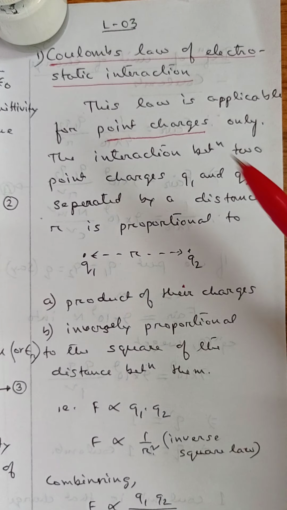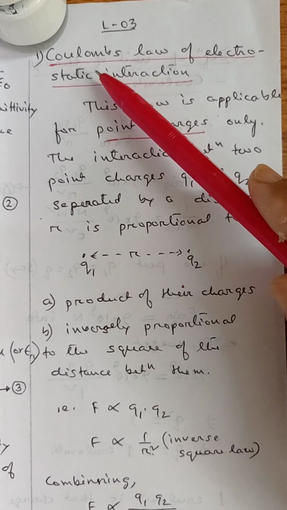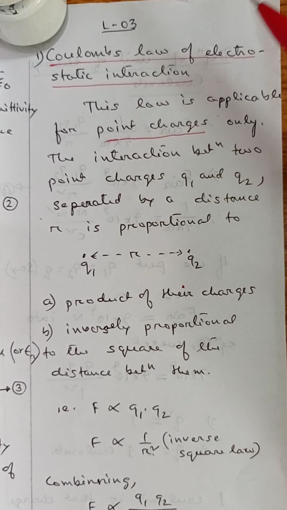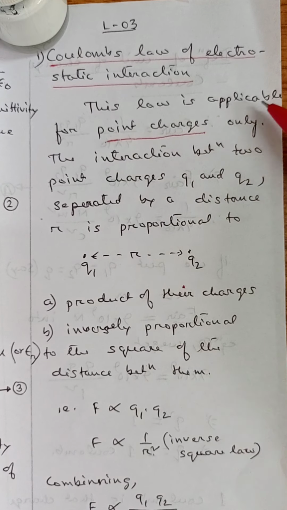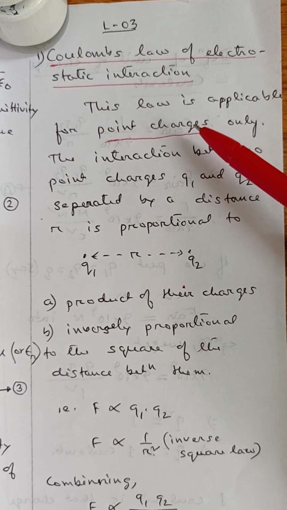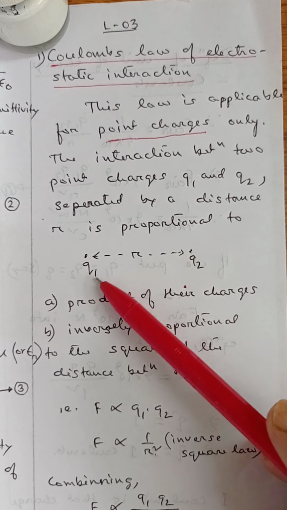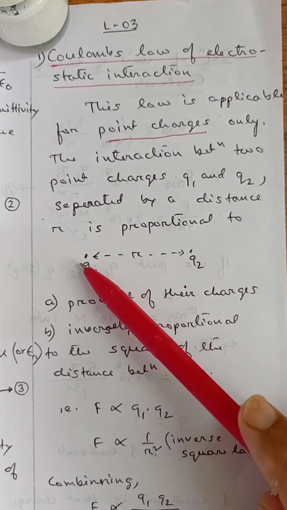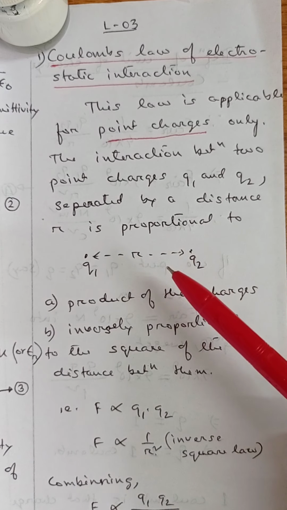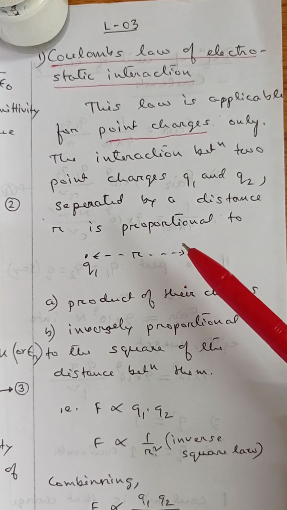This is the third lecture of electrostatics and the topic is Coulomb's law of electrostatic interaction. This law is applicable for point charges only. Say this is one point charge and this is another point charge. The magnitude of this charge is Q1 and the magnitude of this charge is Q2. The distance of separation between them is R. That means two point charges Q1 and Q2 are separated by distance R.